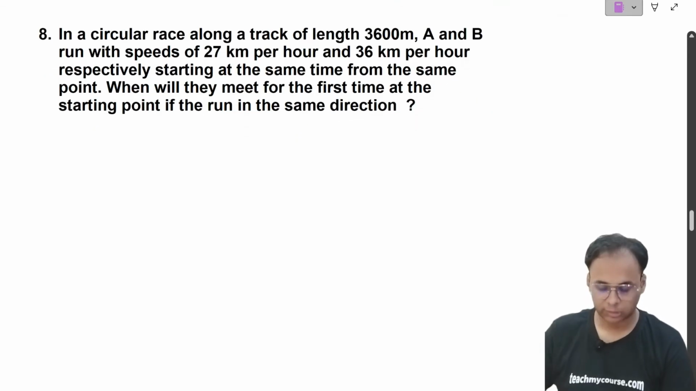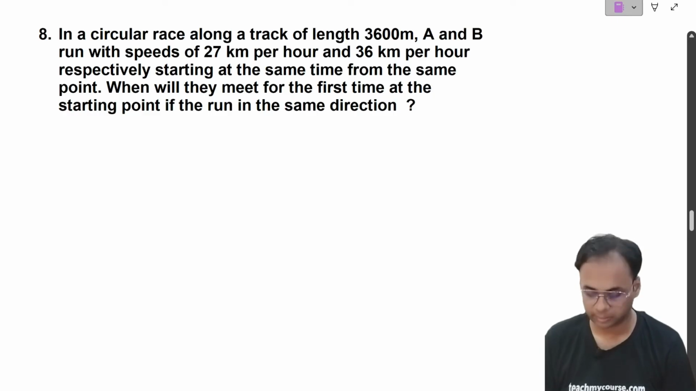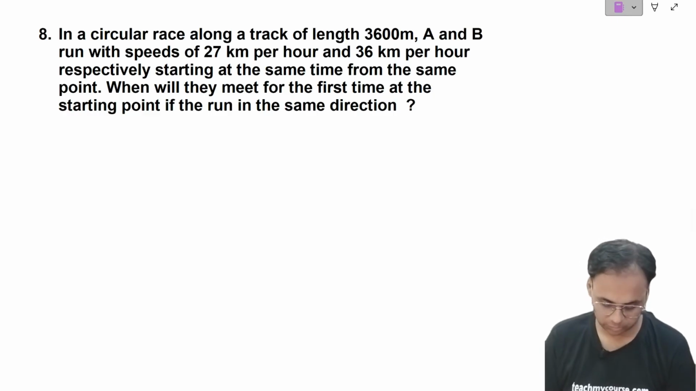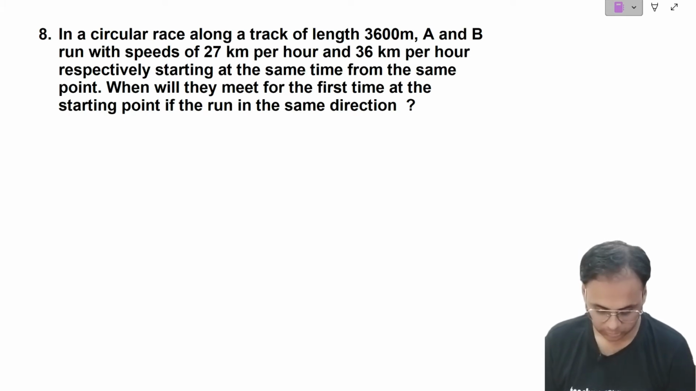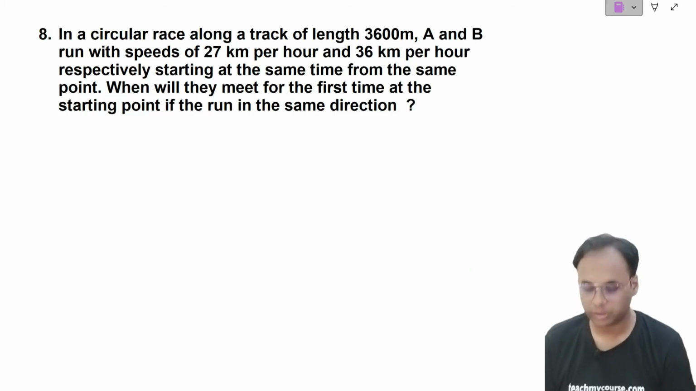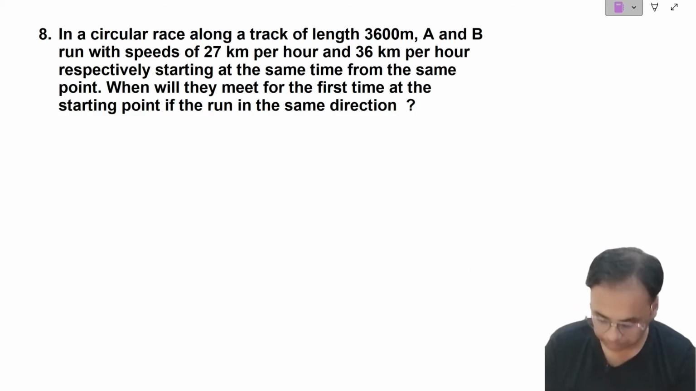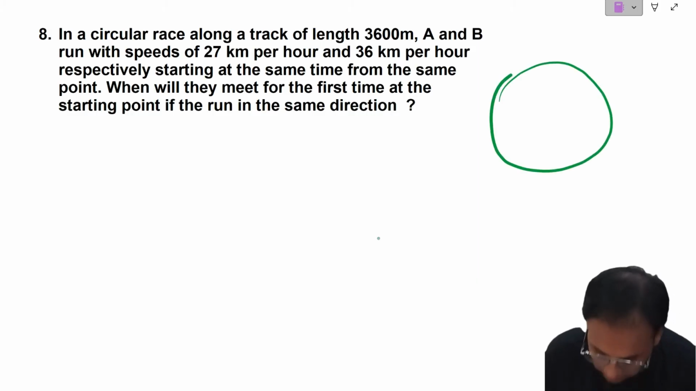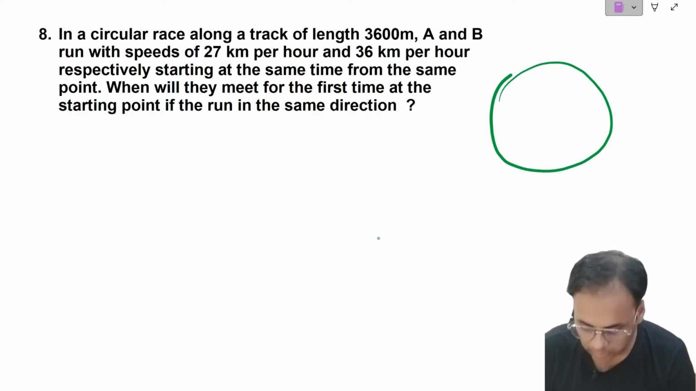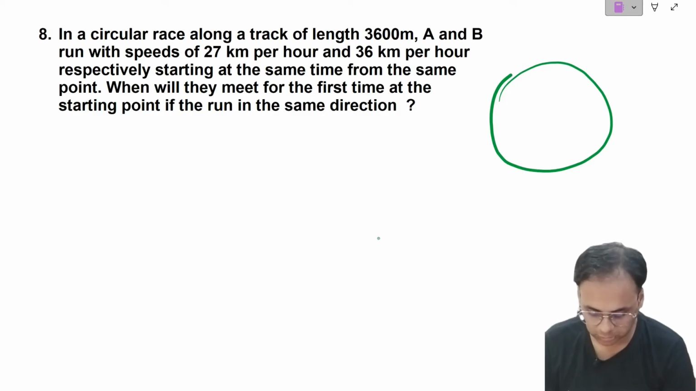Next question we have: in a circular race along a track of length 3600 meter, A and B run with speeds of 27 km per hour and 36 km per hour respectively, starting at the same time from the same point. When will they meet for the first time at the starting point if they run in the same direction? So if you try to visualize, there is a circular track like this, and along a track of this much length, A and B run with these speeds.